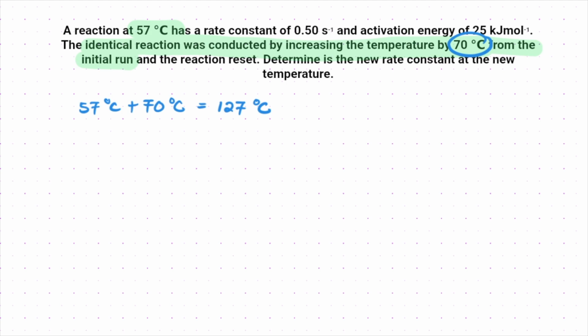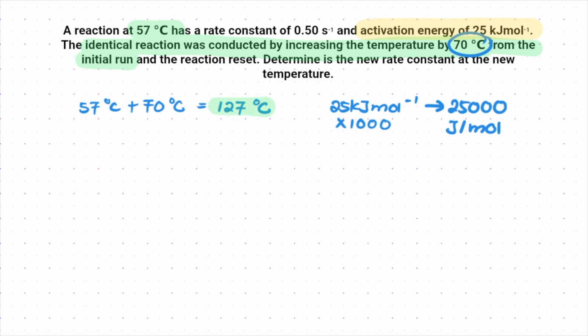Okay, another thing that you need to look at is the activation energy is 25 kilojoule per mole. Therefore, this one, 25 kilojoule per mole, you need to convert to joule per mole. Therefore, you should times 1000. So you will get 25,000 joule per mole.